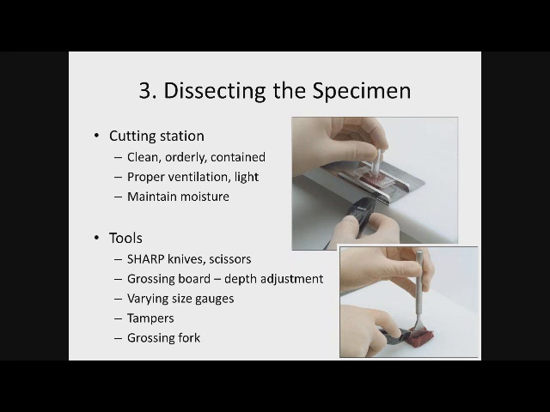The grossing fork is essentially a hollow fork of a set width, it could be 2 to 3 millimeters, and is placed into the specimen, and then tissue is cut around the grossing fork. So inside that open cavity of the grossing fork is the specimen itself cut directly to that size, and there'll be different size grossing forks depending on the thickness of the specimen required.